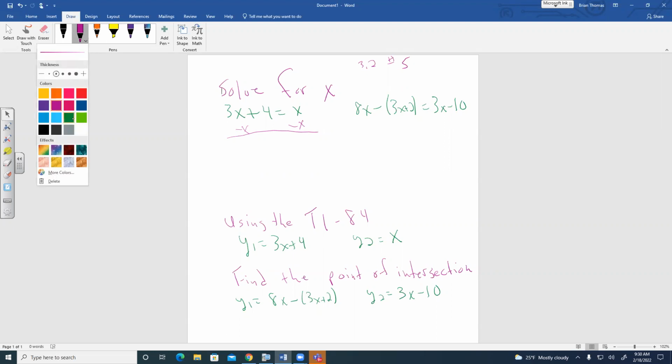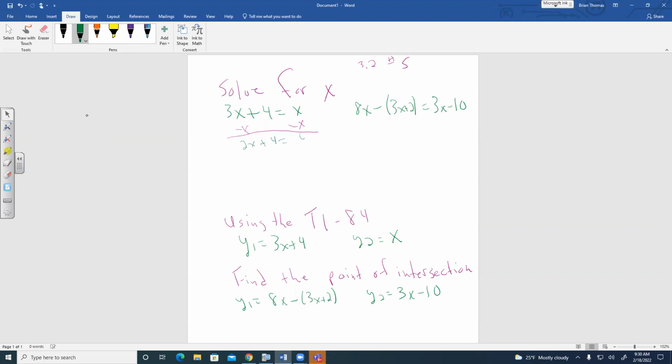And then we see that this is going to be 2x plus 4 is equal to 0. But then remember, we're trying to get x by itself. So we have to lose the positive 4 by subtracting 4 on each side. That gives me 2x equals -4. Then if I divide both sides by 2, we get x equals -2 as a solution.